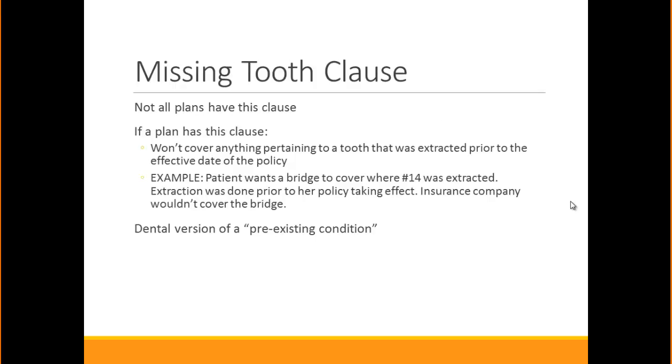Missing tooth clause. Not all plans have this clause, but it is extremely important to know for each plan that you are working with. This is an insurance company's version of a pre-existing condition. If a tooth is already missing from a subscriber's mouth when their policy takes effect, no treatment would be covered that pertains to that tooth location. A common procedure that is affected by a missing tooth clause is a bridge, which you can see in this example.